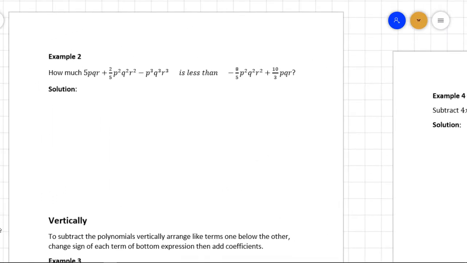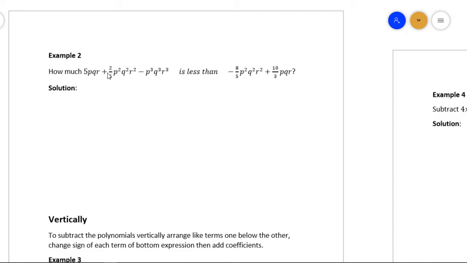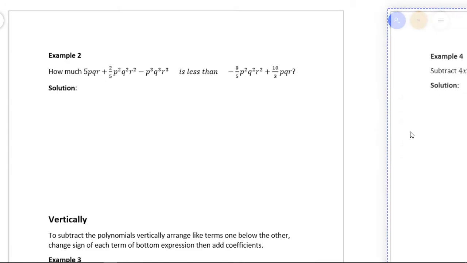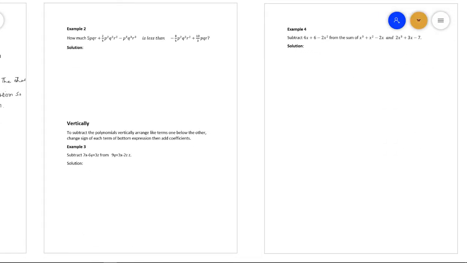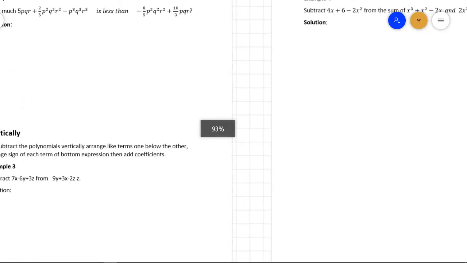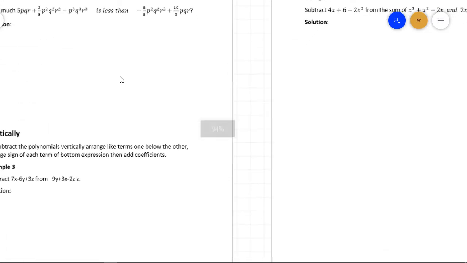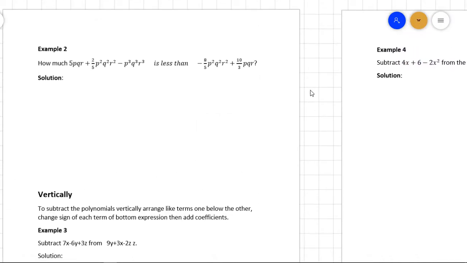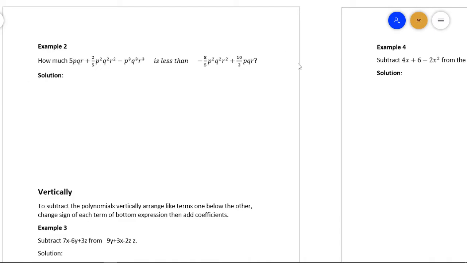Now going to the next example. What is it? How much is 5p cube r plus 2 by 5 p square q square r square minus p cube q cube r cube less than, how much this one is less than the other one. So which one will be greater and which one will be less? As in subtraction, we subtract the smaller term from the larger one. Okay, so first we will look which one is greater and which one is smaller.